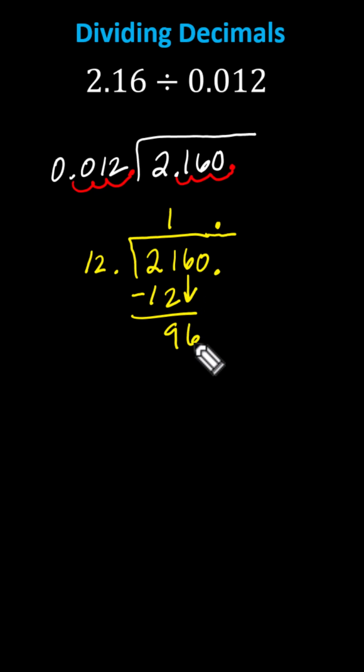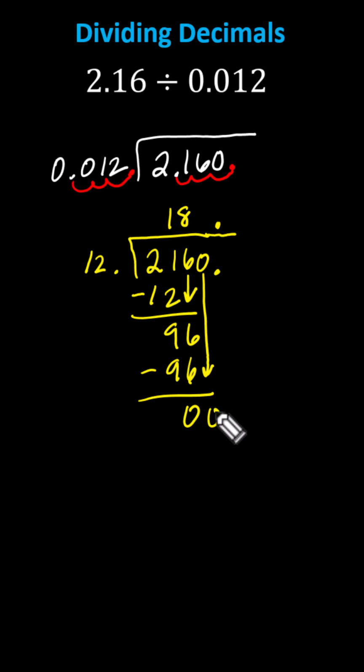We now determine how many 12s there are in 96, which is 8. We place an 8 in the quotient and multiply 8 by the divisor. 8 times 12 is 96. We place this below the 96 and subtract. Notice here the difference is 0. And now I bring down the last digit in the dividend, which is the 0. And we repeat the process.